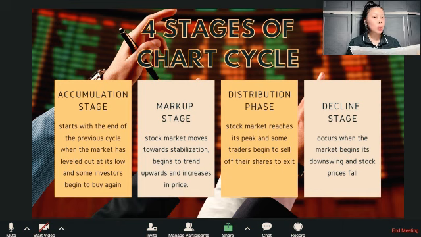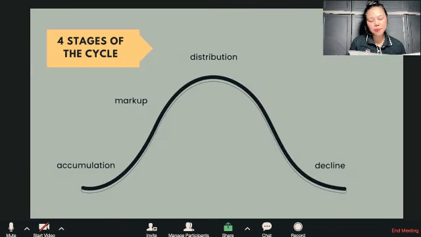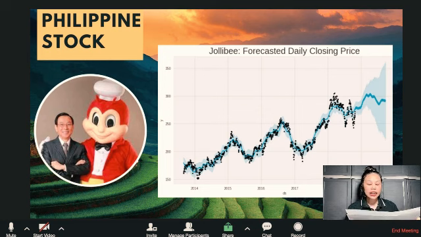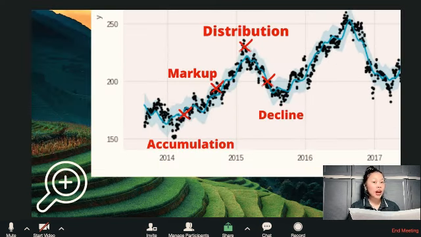Many investors tend to panic and sell, so it is important to remember as a trader that this phase doesn't last forever. Here is a simple illustration of the stages to help you with your understanding. To understand further, here is an example of the famous Jollibee Food Corporation showing forecasts on its daily closing stock price. As you can see, around 2014, accumulation stage has begun. To recall this stage, this is when market has leveled out at its low.